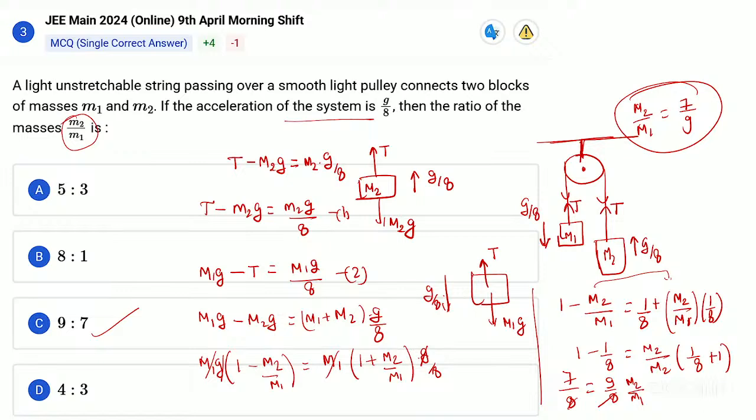Now this is the whole equation we are having. 1 minus m2/m1 is equal to 1/8 plus m2/m1 into 1/8. This is also correct. 1 minus 1/8 we have taken, and this m2/m1 will become plus here. 1/8 plus 1, 9/8. This is m2/m1, 9/8, and this is 1 minus 1/8, 7/8. Oh, maybe some typical error there will be there. 7/9 is the correct answer.